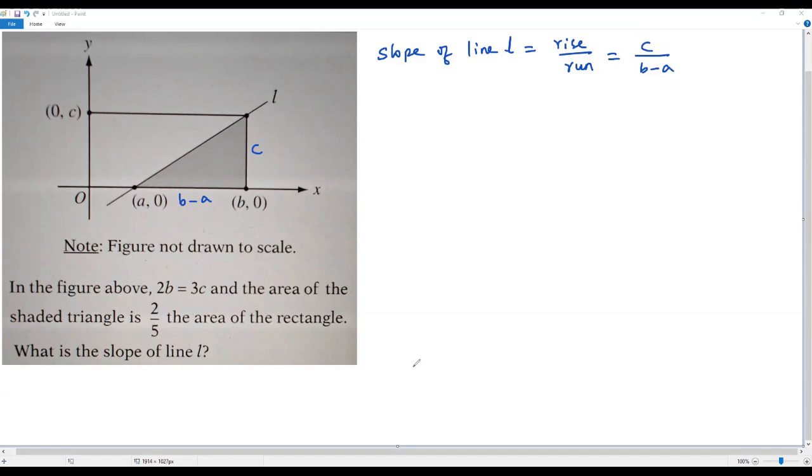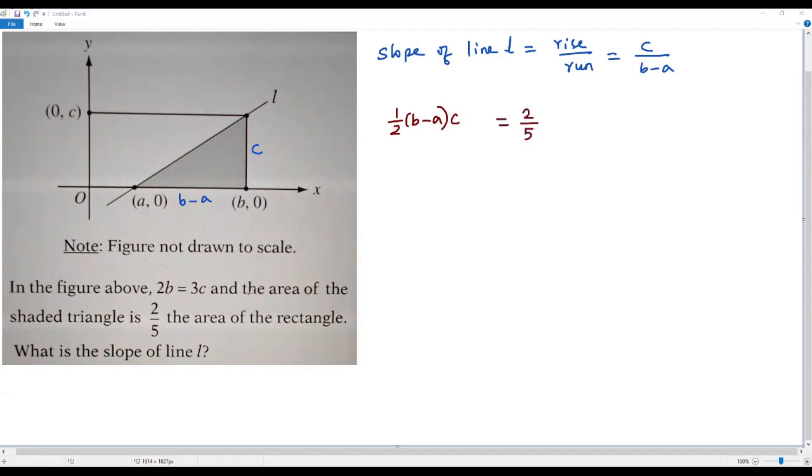For that we have to use other information we have in the question. There is the information that the area of the shaded triangle is 2/5 the area of the rectangle. So how do we find the area of this shaded triangle? It's very simple. We can use the regular formula, 1/2 times base times height. So what is the base of this shaded triangle? It's B negative A. And what is the height of the triangle? That is C. So this is equal to 2/5 the area of the rectangle.